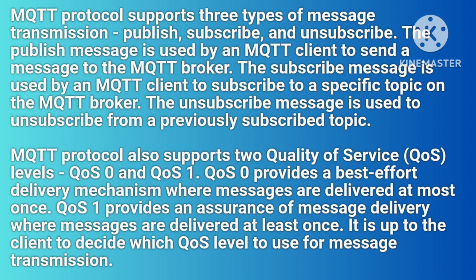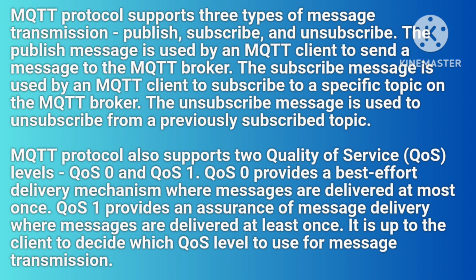The publish message is used by an MQTT client to send a message to the MQTT broker. The subscribe message is used by an MQTT client to subscribe to a specific topic on the MQTT broker. The unsubscribe message is used to unsubscribe from a previously subscribed topic. MQTT protocol also supports two quality of service, QoS, levels, QoS 0 and QoS 1.